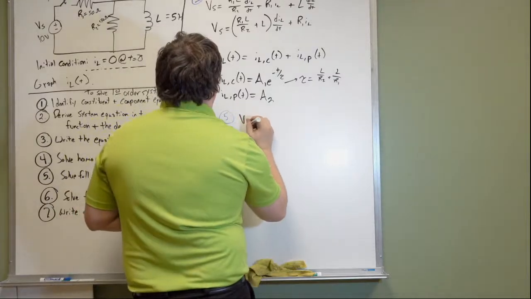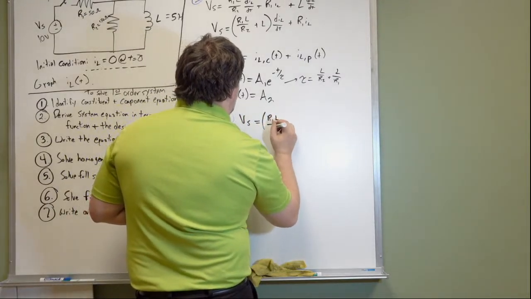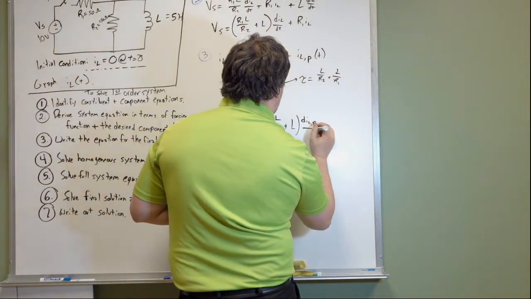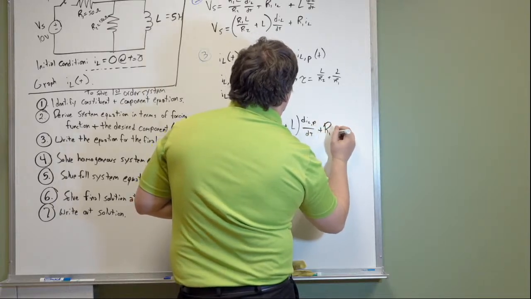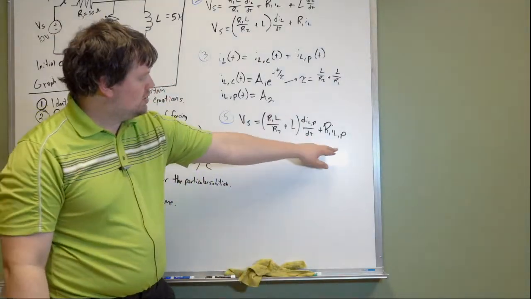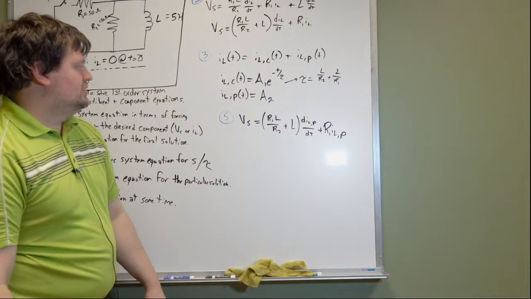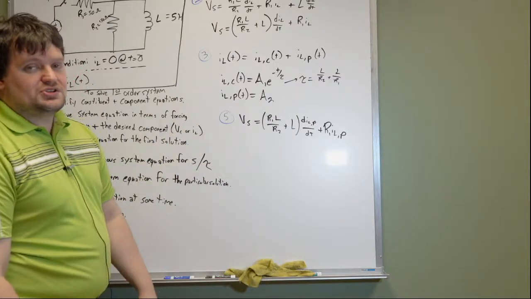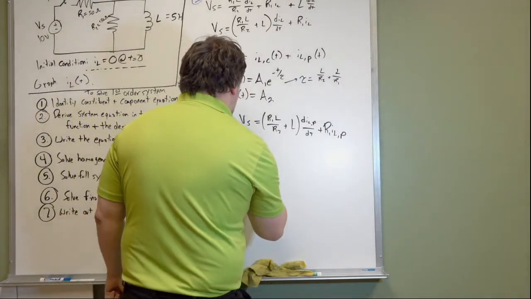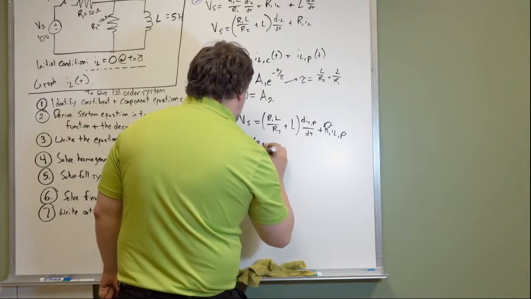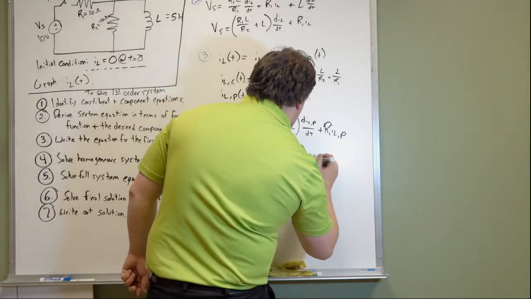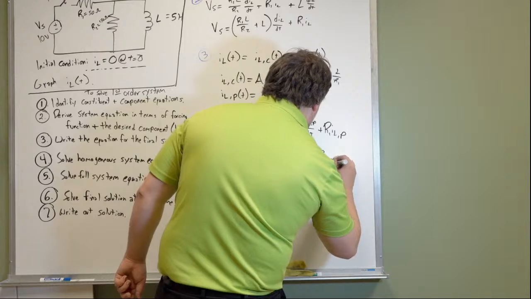So here we have Vs is equal to R1L over R2 plus L dILP/dt plus R1 ILP. Now I'm going to replace the particular solution with A2, because that's our guess for it. So we have Vs is equal to R1L over R2 plus L d/dt of A2 plus R1 times A2.